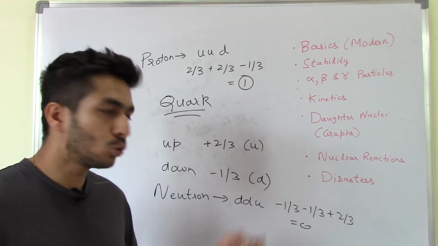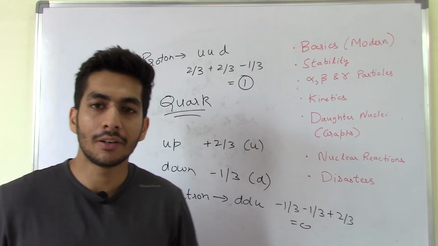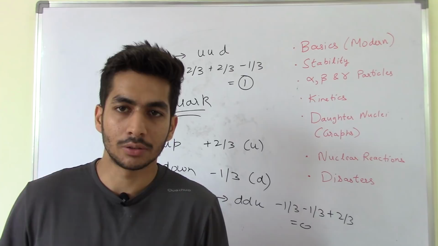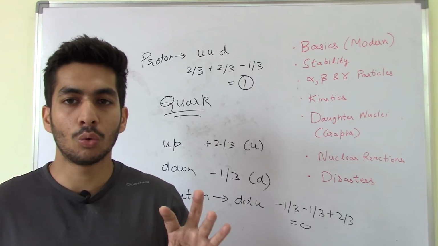So these are the modern trends that you can see in nuclear chemistry, that right now the most elementary particles are quarks. Protons and neutrons are no longer considered elementary particles. So this is what I just wanted to help you understand from nuclear chemistry, right?